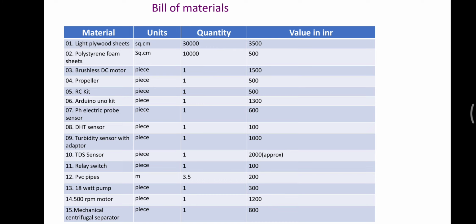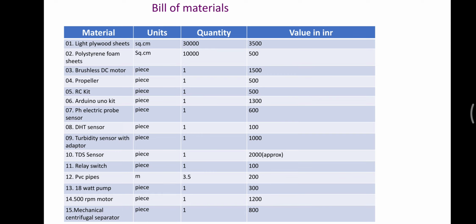And coming to the bill of materials, you can see we are using light plywood sheets to build the overall structure of the boat, as I showed you in the design of the hull. Polystyrene foam sheets are used to cover the boat structure to prevent the water from flowing through the boat. The brushless DC motor powers our boat, and also a propeller and RC kit. The propeller and RC kit help in maneuvering and controlling the boat remotely.